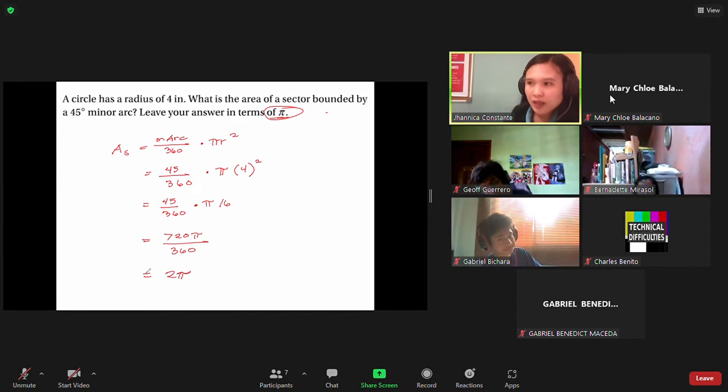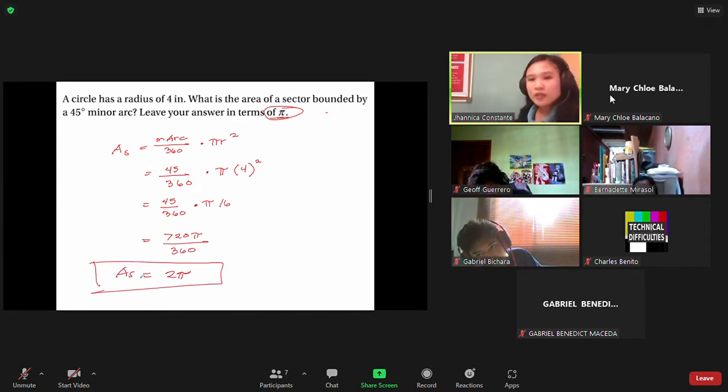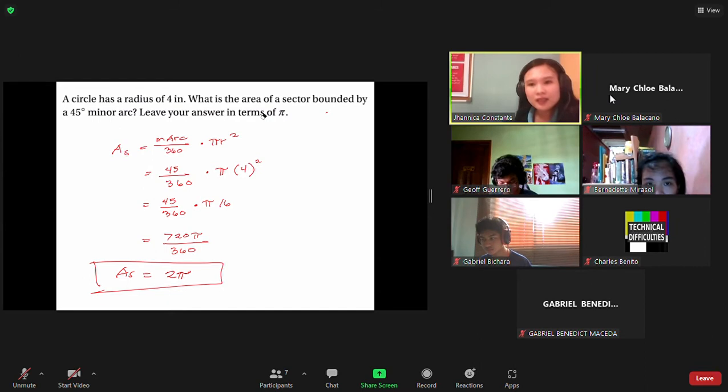So the area of the sector that has a radius of 4 inches and a minor arc of 45 degrees has an area of 2 pi. So that is the one wherein the question is asking us to leave the answer in terms of pi. A while ago we changed the value of pi to 3.14. Here it remains as pi, since that is what is being asked in the question.